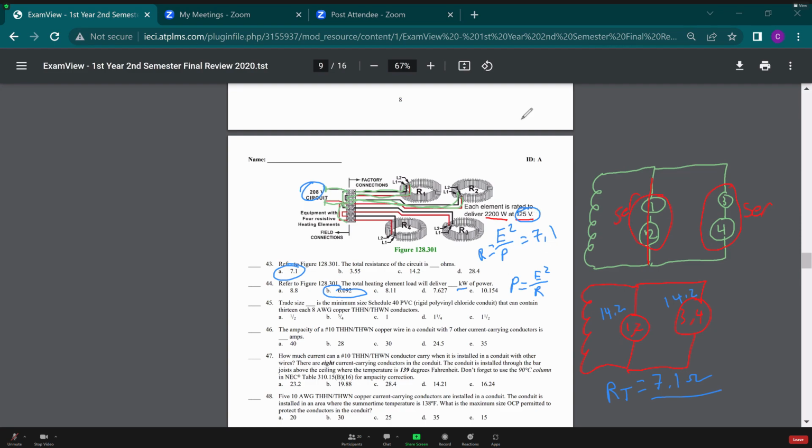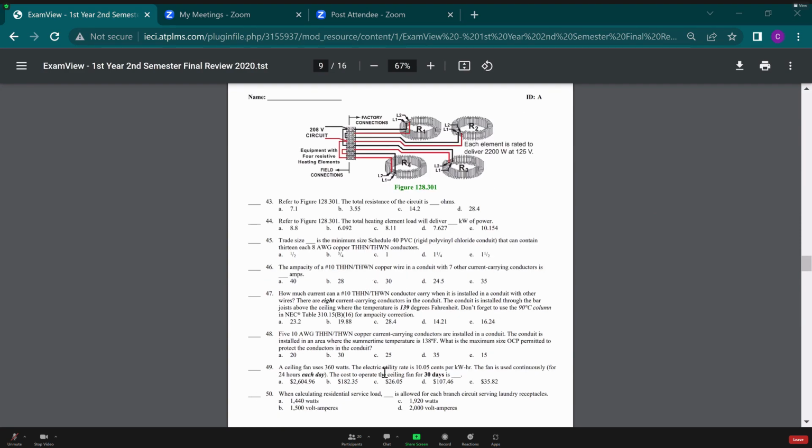All right, for these last questions, we have a lot of derating and conduit fill, it looks like. So there's a couple of ways that we can go about this, starting with 45 here. Trade size blank, the minimum size schedule 40 PVC that can contain 13 each 8 gauge copper THHN, THWN conductors. If we're looking for a conduit with all the same size conductor, we want to use Annex C.